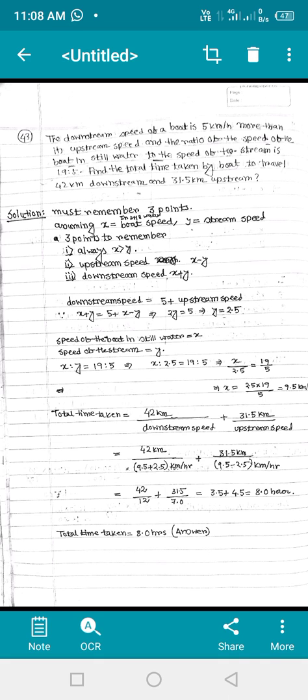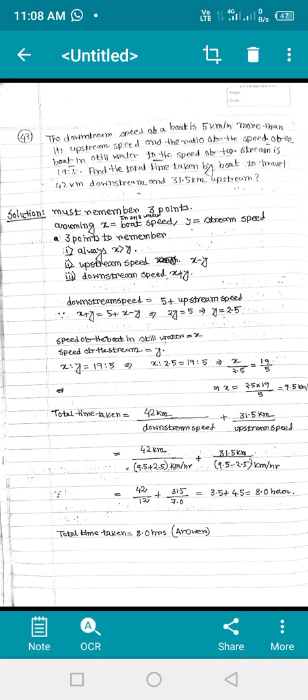The speed of the boat in still water is x and the speed of the stream is y. As per the question, the ratio of boat speed to stream speed is 19 is to 5. So x is to 2.5 equals 19 is to 5, x equals 9.5 km per hour. Therefore, the boat speed in still water is 9.5 km per hour, and the speed of the stream is 2.5 km per hour.